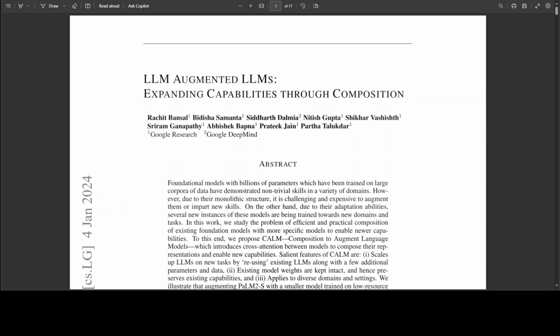The problem they are trying to solve is that all of these existing large language models, which are huge, are quite expensive to retrain or to add new knowledge to. This is where they have introduced this new concept CALM, which primarily tries to solve this problem by model fusion. What CALM does is scale up LLMs on new tasks by reusing existing LLMs along with a few additional parameters and data.